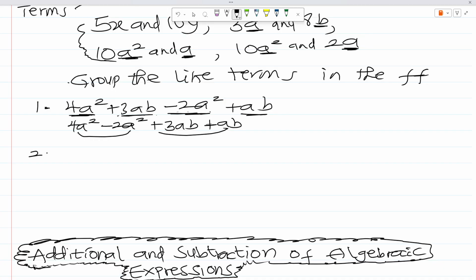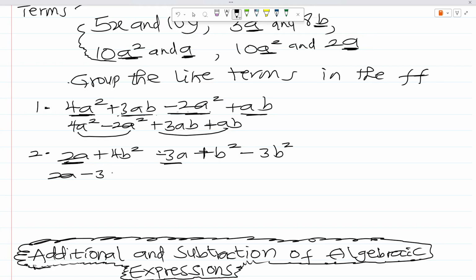Now the second example will be 2a plus 4b squared minus 3a plus b squared minus 3b squared. So what do we do first? We scan through. We have 2a here. Let's count through with the a. So there is negative 3a here. So we have 2a minus 3a.